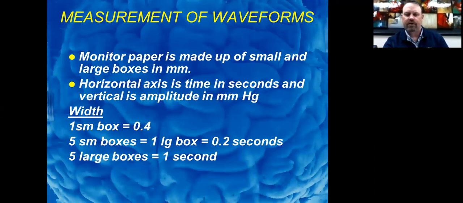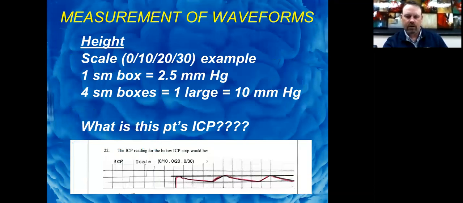And 5 large boxes is 1 second. That small box, that should equal 0.04. And there it is. And what is that reading? It's right at 20.